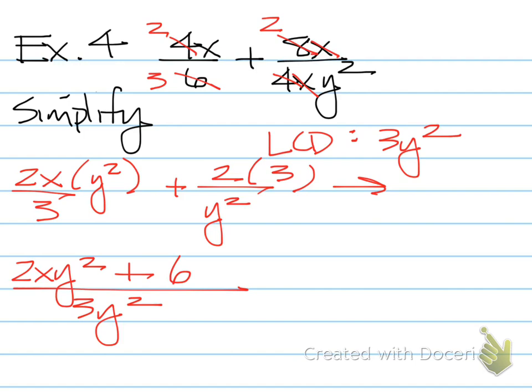Again, we have a variable in the denominator, so we should have an excluded value or values. When we set that y squared equal to 0, we get y cannot equal 0.